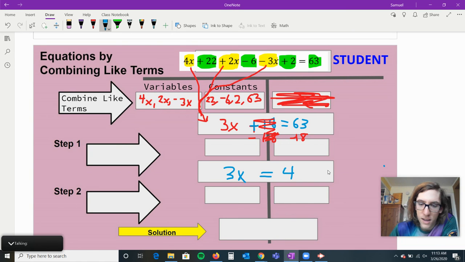Get out of here. Get out of my face. Advertisement. Okay, so we have 3x equals 45.